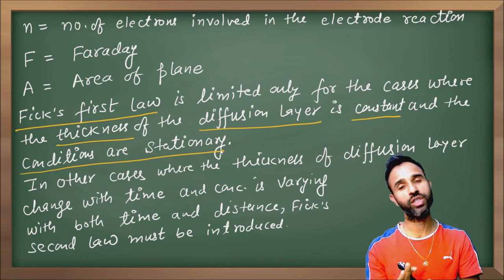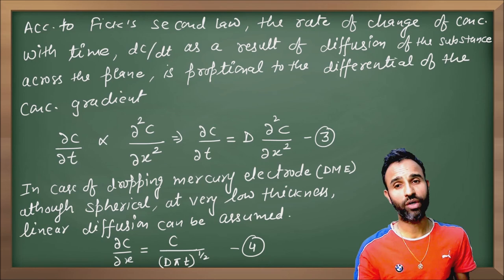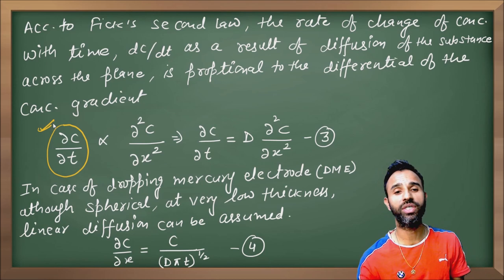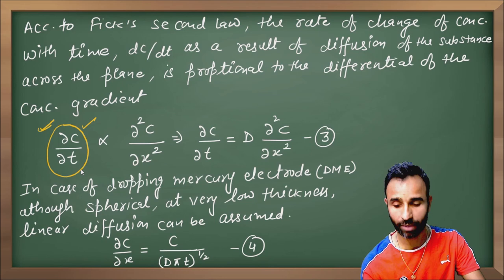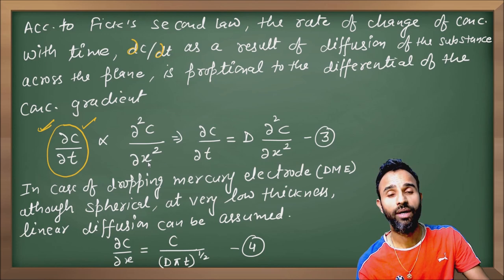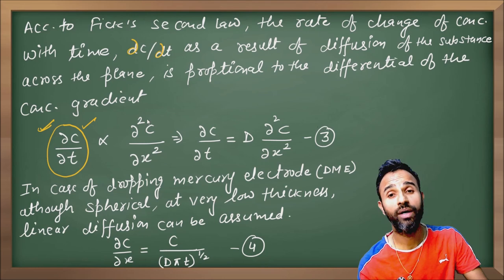Now, what is Fick's second law? According to Fick's second law, the rate of change of concentration with respect to time, see, I write here partial differential. Why? Because concentration is changing with time as well as distance. So the partial differential of concentration with respect to time, that is the rate of change of concentration with time, as a result of diffusion of the substance across the plane, is proportional to the differential of the concentration gradient.